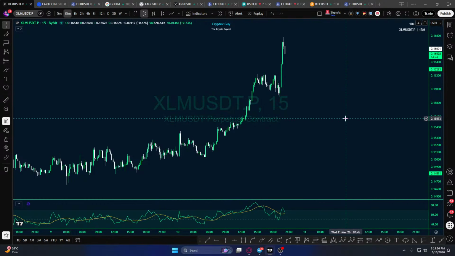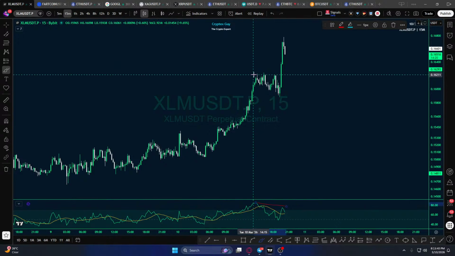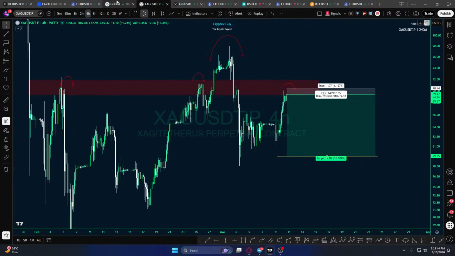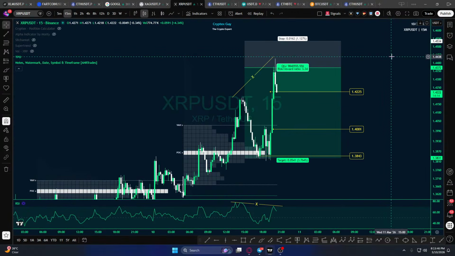XLM is also like the XRP chart, but the divergence is too big. You can see the divergence is too big and too steep. So in my opinion, just stick to XRP right now. This one, and if you want to tap, did anyone take it?